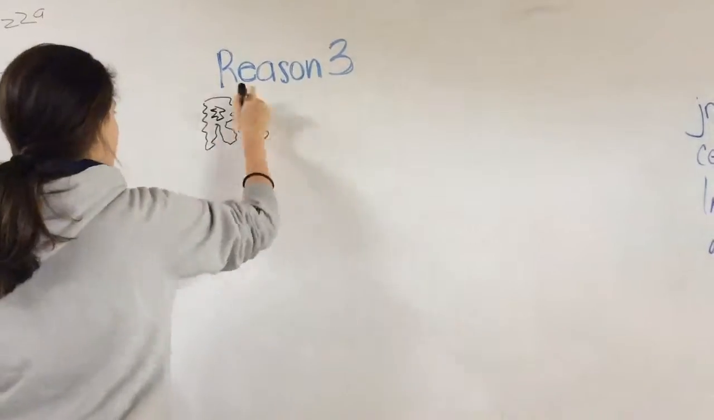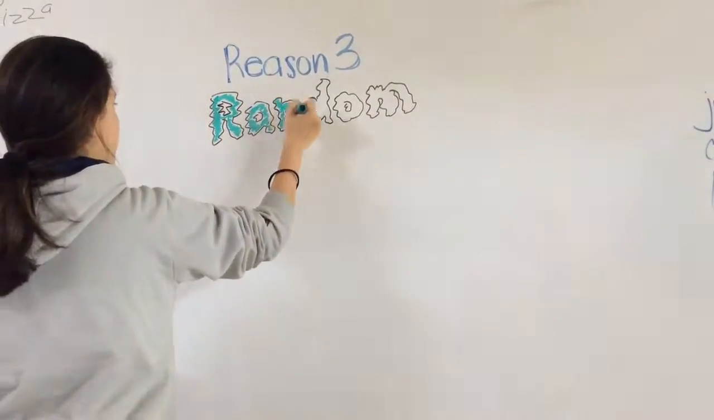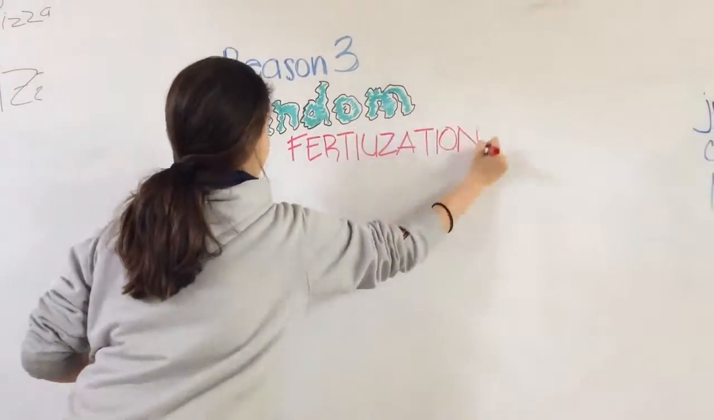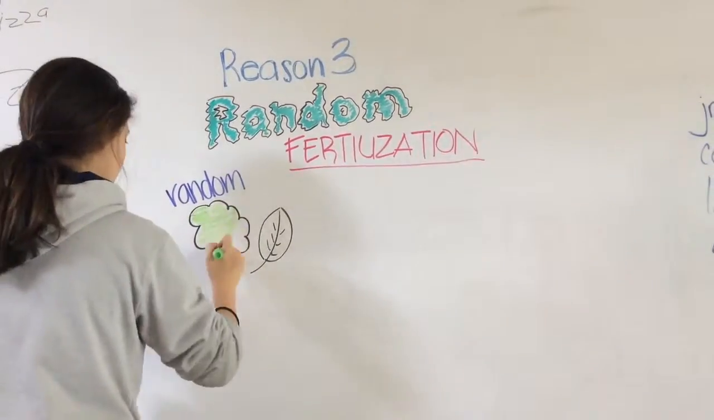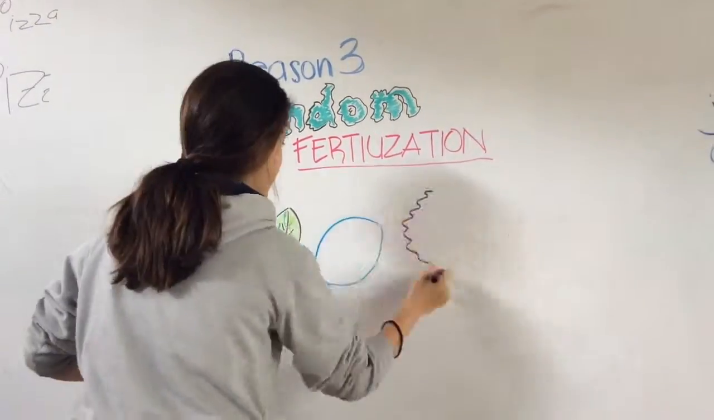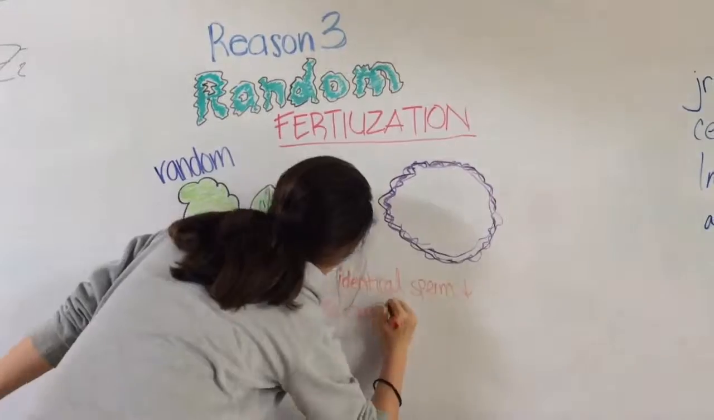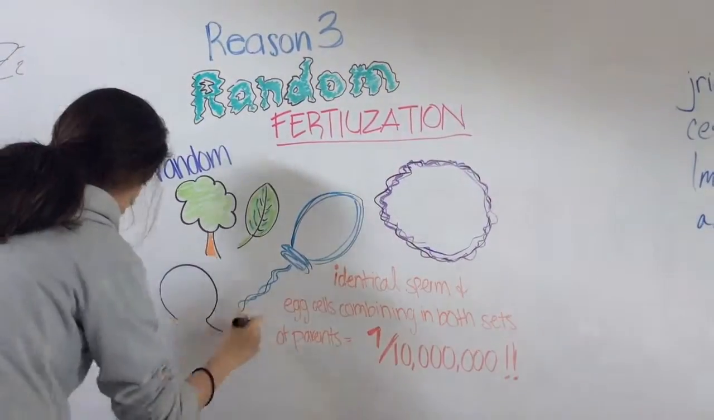Reason number 3 is random fertilization. The random nature of fertilization adds to the variety in meiosis. Each parent produces a lot of gametes, and the odd combination of each adds to the variety you are able to see in human cells.